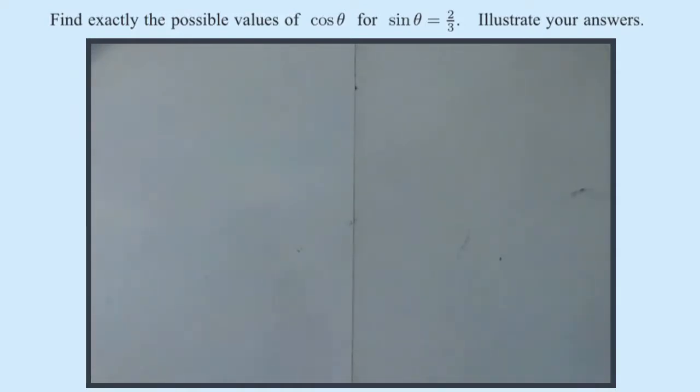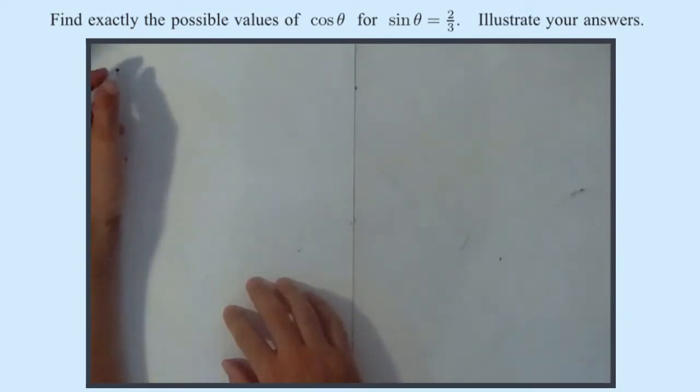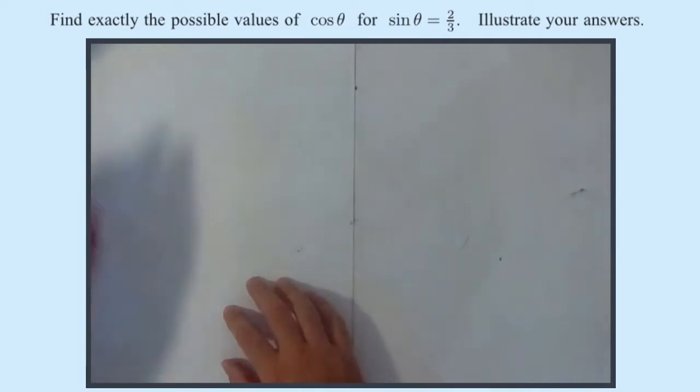Find exactly the possible values of cos theta, given that sine theta is 2/3. Illustrate your answers. Illustrating your answers means drawing a unit circle. So sine theta equals 2/3. What we're interested in, we're going to use the Pythagorean identity.